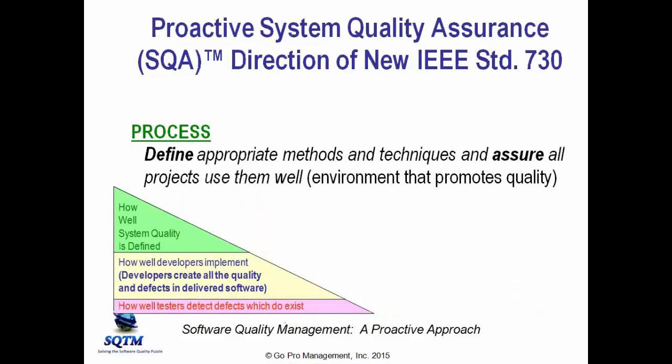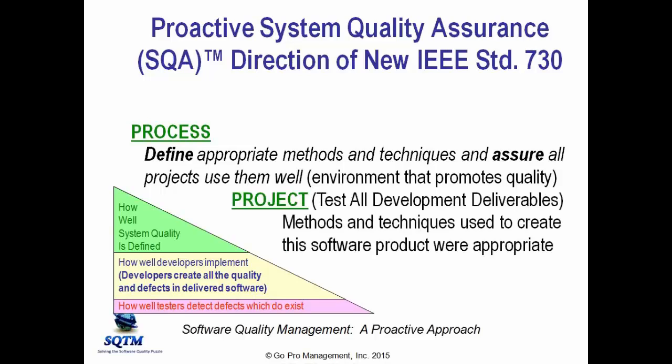When we get proactive with regard to software quality assurance, and this is the direction of the updated IEEE Standard 730, then we see that we need to address the process to make sure that there are appropriate methods and techniques identified, and to make sure that they are used well, and that the projects are in fact using appropriate methods and techniques and using them well to create the relevant software products, which includes both intermediate and end products.